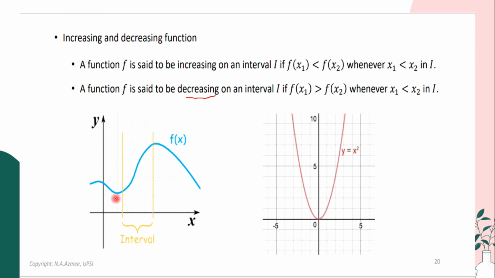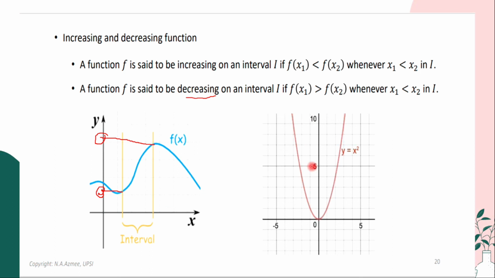Okay, so we look at this graph. Such as, this is the value of x1 and this is the value of x2. You can look at this from the lower value to the higher value. So this is called an increasing function, on this interval.